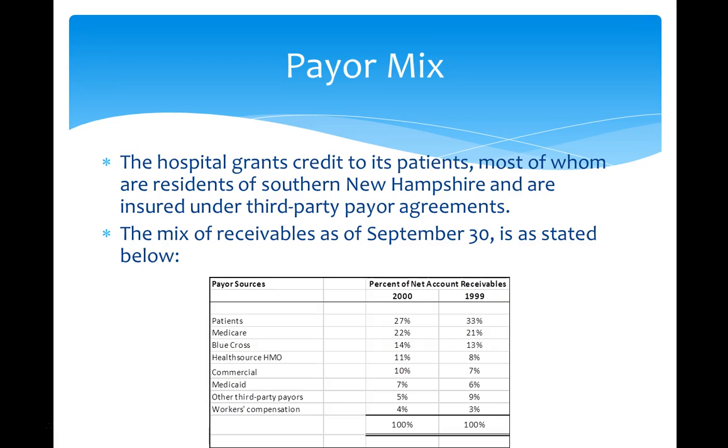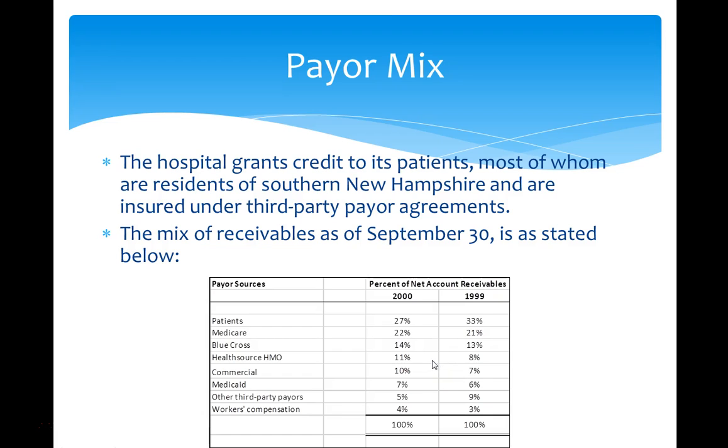If we look at the mix of the accounts receivable at the end of the year, you can see on the screen, patients was 27%, which is less than the 33% for the year before, which is a good thing because we know patients don't always pay their medical bills. Medicare stayed relatively the same, as did Blue Cross. They had an increase in HMO, which may or may not be good.